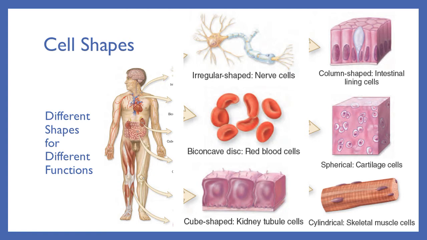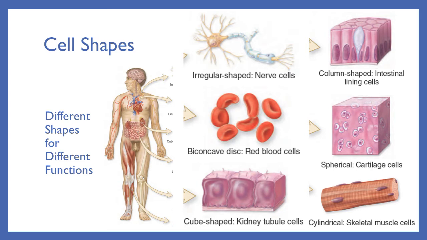Once scientists were able to use the microscopes to see cells, they realized that there were a whole host of different shaped cells. Looking at this picture, the top left cell is a nerve cell. It's very irregular shaped. It has a long axon and all of these short dendrites. Below that, we have a biconcave disc, a red blood cell. They're not round like spheres. We have cube-shaped cells that line our kidney tubules. We have column-shaped cells that line our intestines. We have spherical cells in our cartilage and cylindrical ones in our muscles.